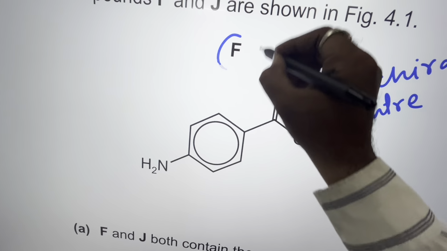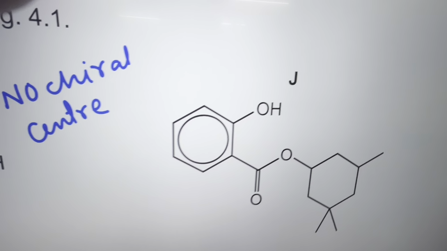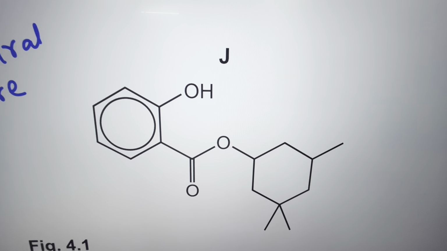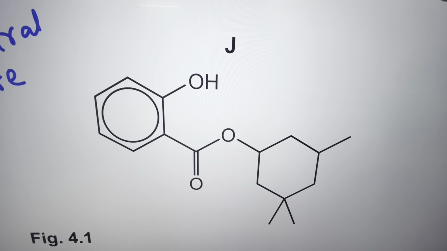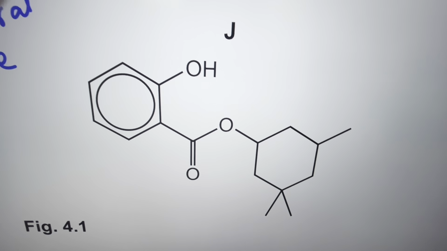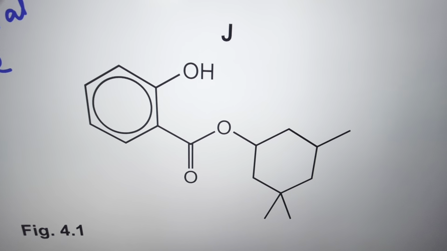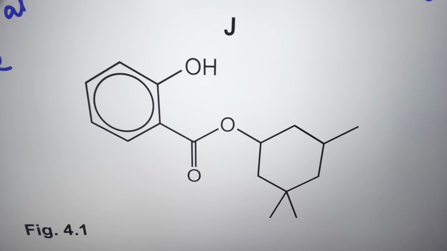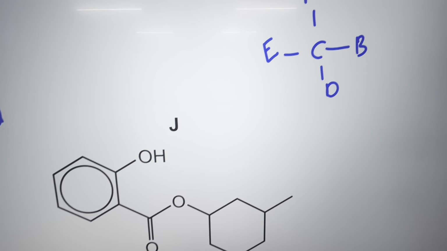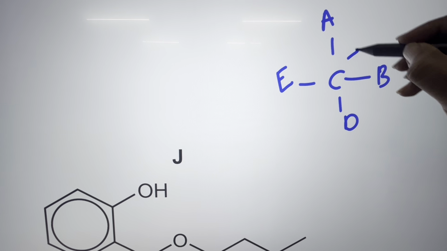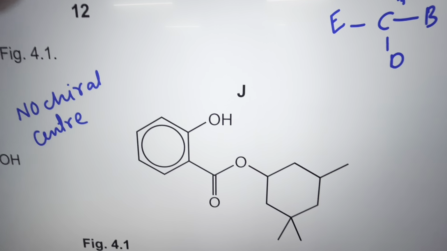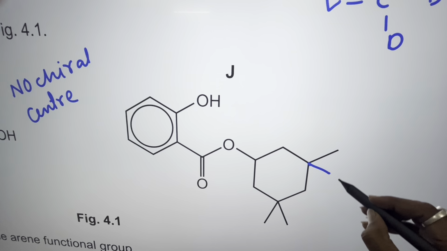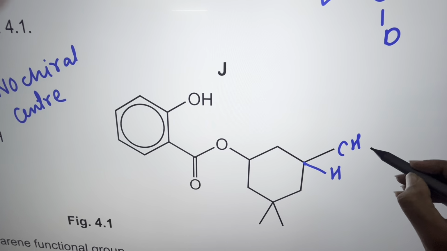Now come to the structure J. Look at the molecule carefully. A chiral center means we want four different groups on this carbon atom. Very simple. So I can write here A, B, D and E, such a molecule A, B, C, D. So this is my chiral carbon, correct? Now you have to identify. Can you see this carbon? Here we have one proton. So this is my methyl, correct?